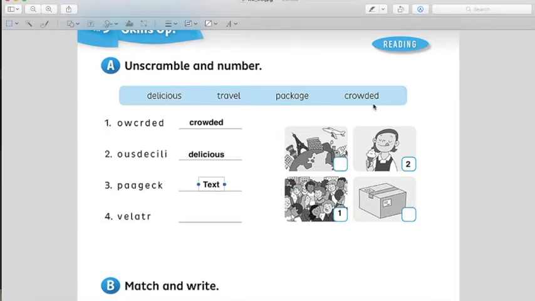So no more delicious, no more crowded. We have travel and package. We have 2 pictures. This one has a P, so this would be package. Number 3 would be, which one's a package? Like when you shop on Shopee or Lazada, you get a package. So that is this one here, package. And the last one we know is travel, because that is the last remaining word. Travel means going around the world, seeing great places.